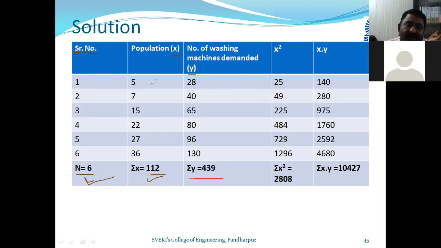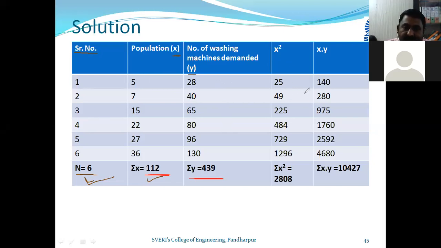So serial number I have added. Whatever population is given, it is x. I have gone for summation x, and you have calculated summation x as 112. Then the number of washing machines demanded, I have said it as y. Therefore the summation y is equal to 439. Let us proceed for x square.